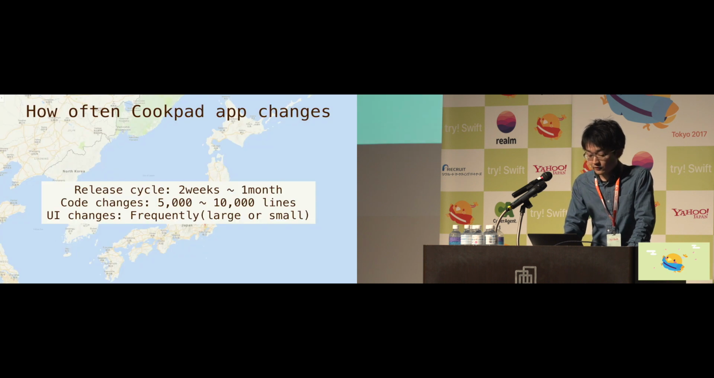In this period, we've released the app many times. Recently our release cycle is around 1 month, and we released on around a 2 week cycle before. We changed around 5,000 to 10,000 lines of source code per release. The changes include many new features, GUI updates, refactors, rewrites to internal logic, and so on.